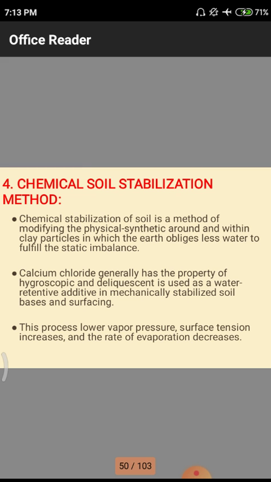Today's topic is related to chemical stabilization. In previous classes, we discussed three different types of stabilization. The first one is mechanical stabilization. In mechanical stabilization, we use purely mechanical equipment to decrease the content of voids and water present in the soil surface and the ground below ground level.